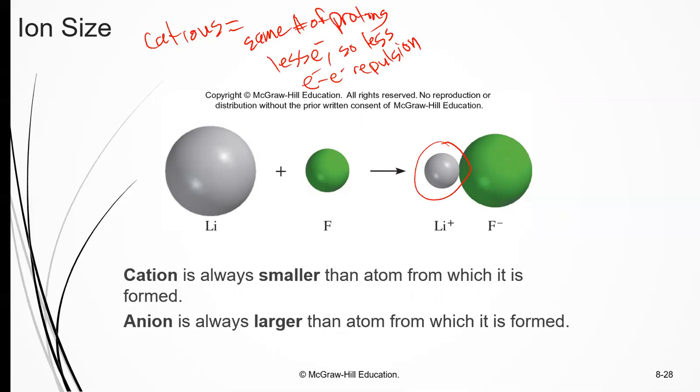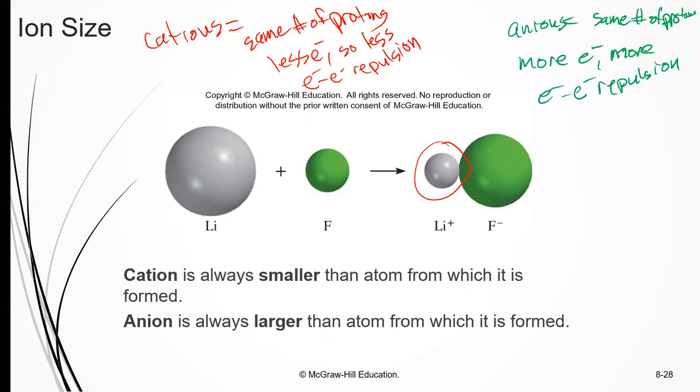On the other one, anions have the same number of protons as their neutral atom, but they have more electrons, so there's more electron-electron repulsion, and so they are larger in size. And so that's the difference for our cations versus our anions. Cations are always smaller than the atom that they're coming from. Anions are going to be larger.